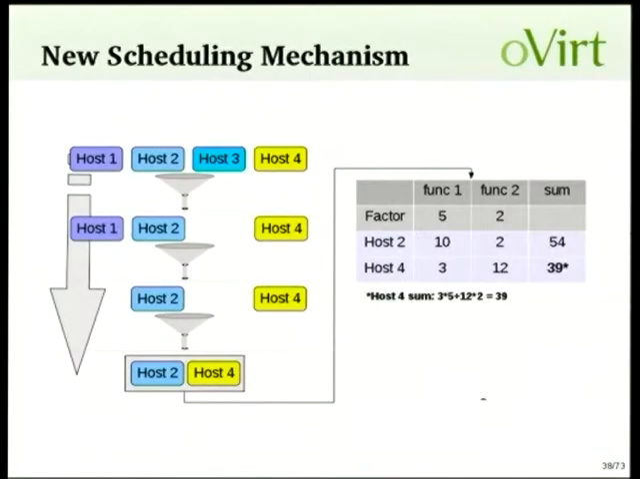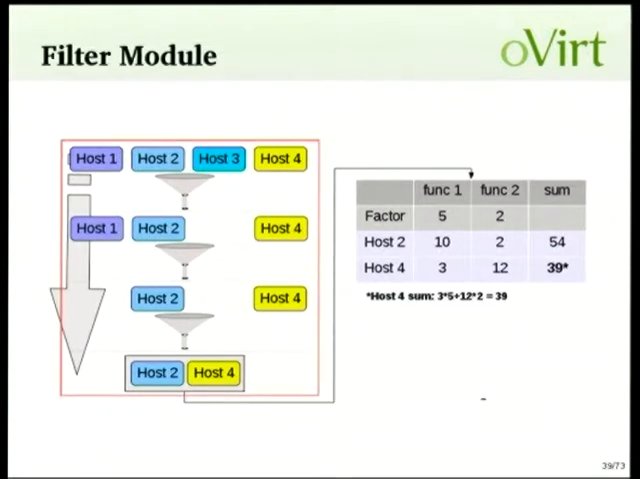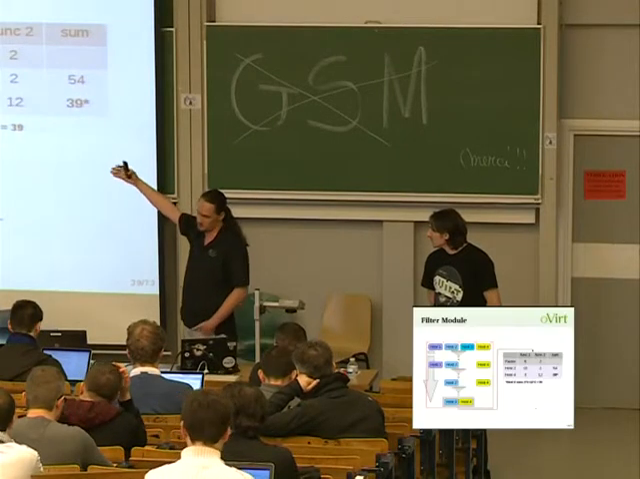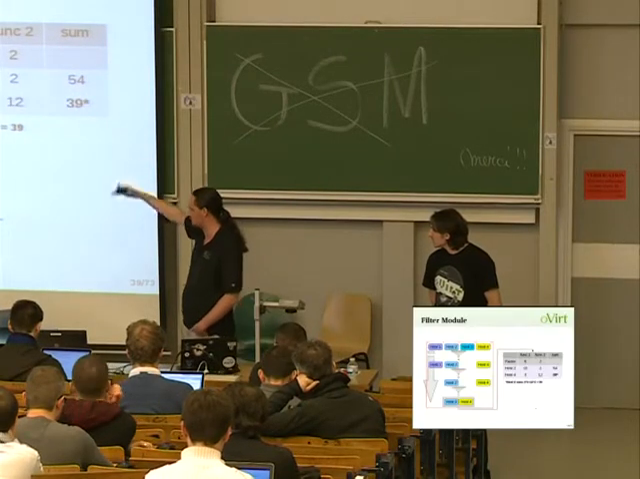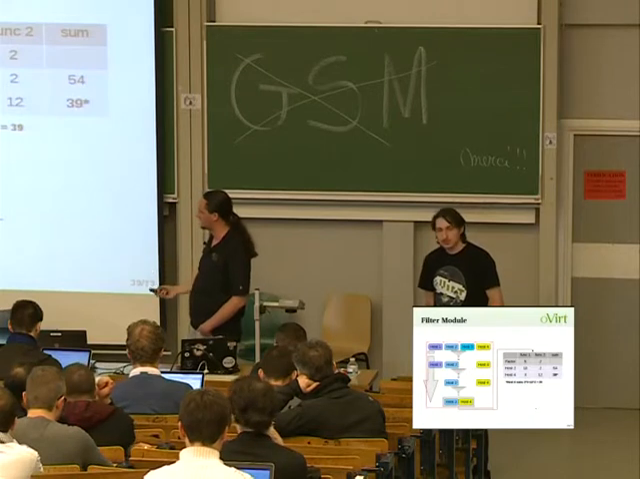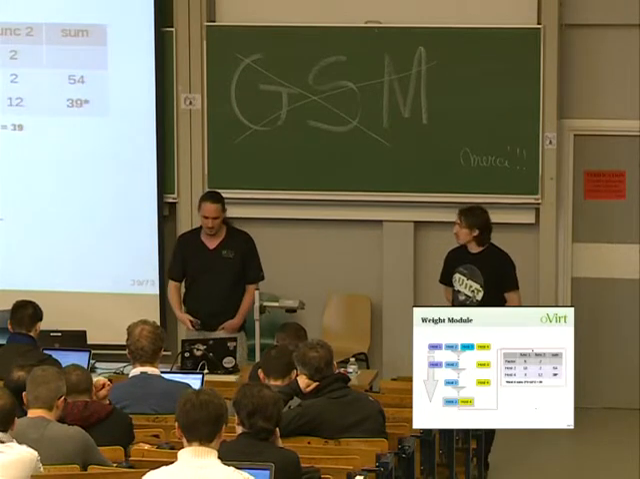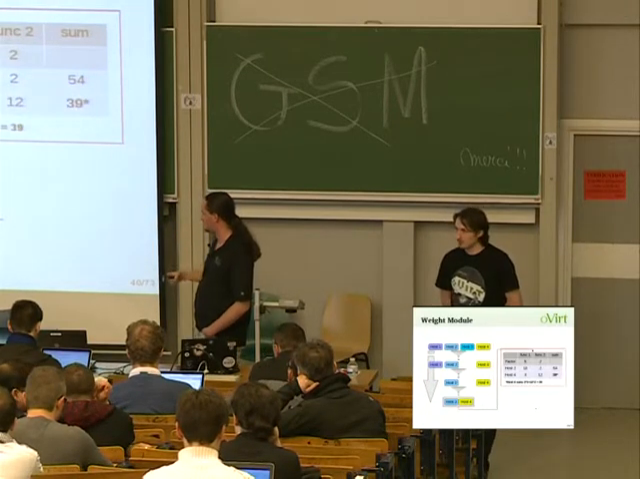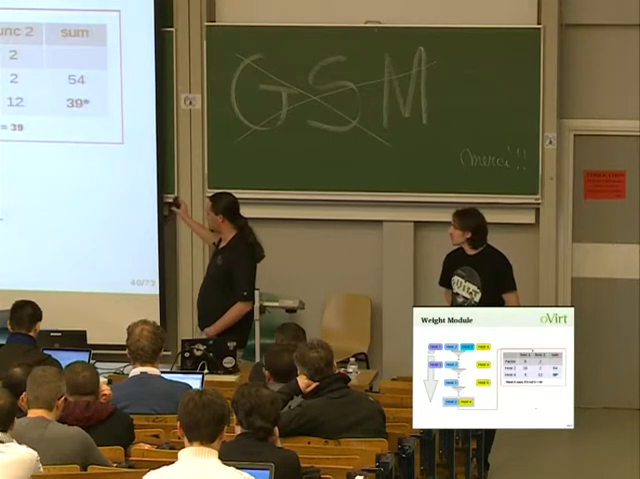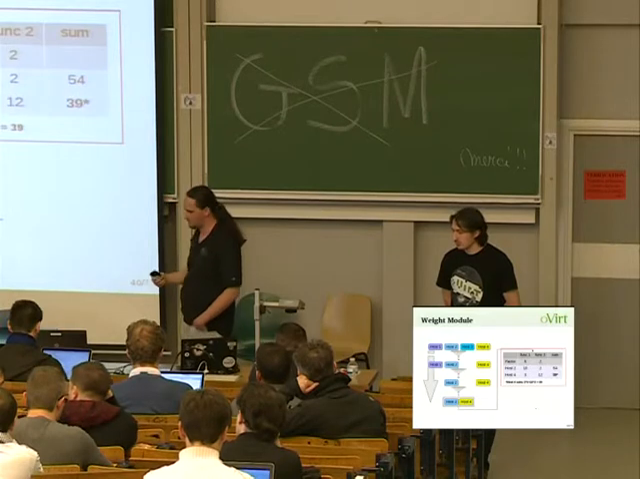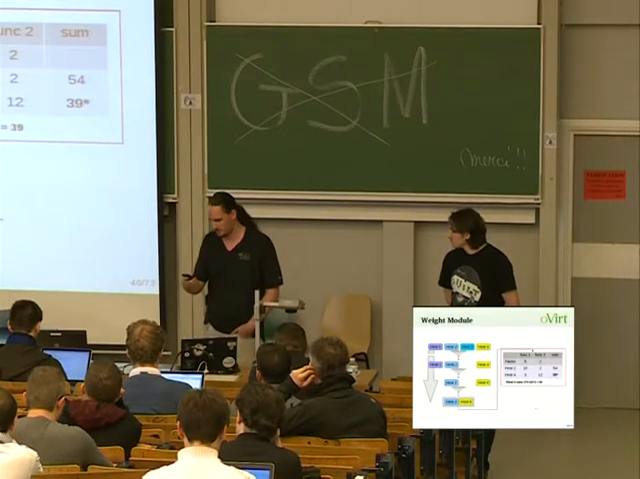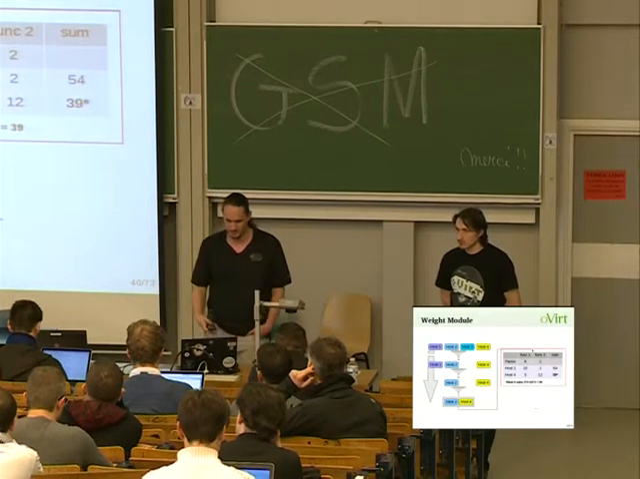So let's look at how it actually works. We have a list of hosts in the beginning, and then we have the filter modules running. Each filter module filters out one or more hosts, or maybe no hosts, just passes all hosts to the next. And when we have more than one host left, then we have the weight module running, which gives scores to the hosts, and the host with the lowest score wins, and this is the one that gets selected to run the VM.